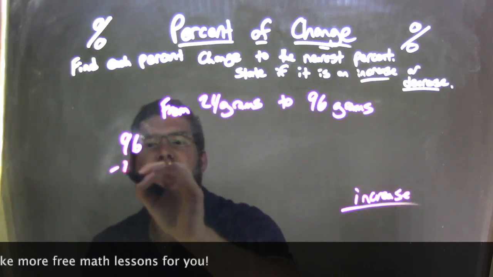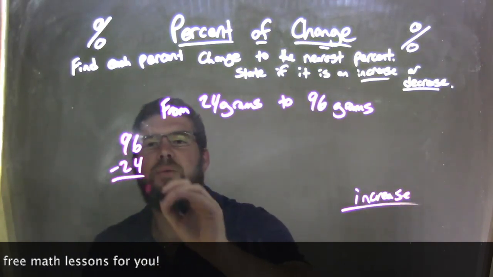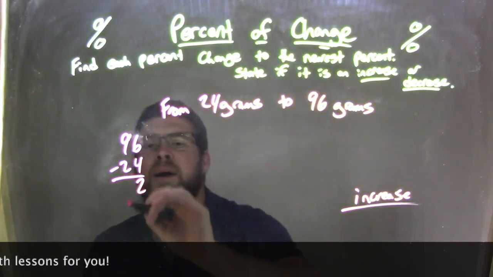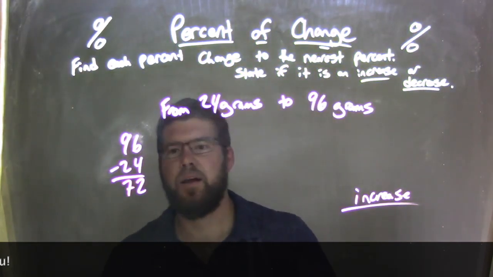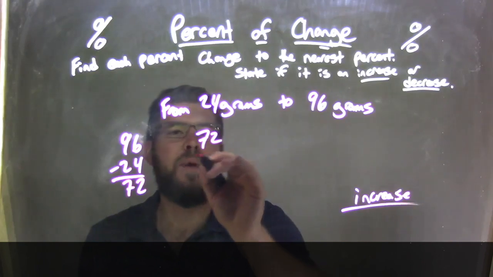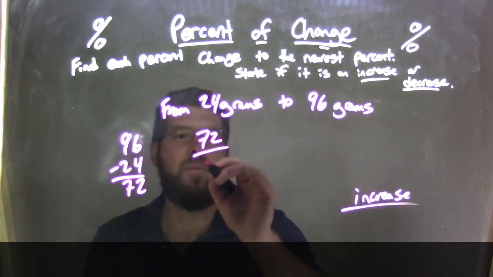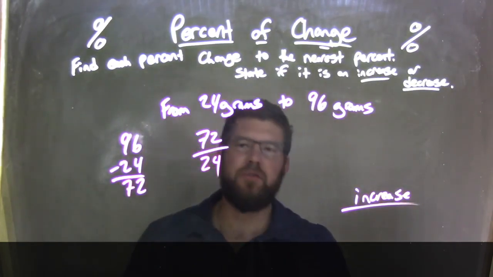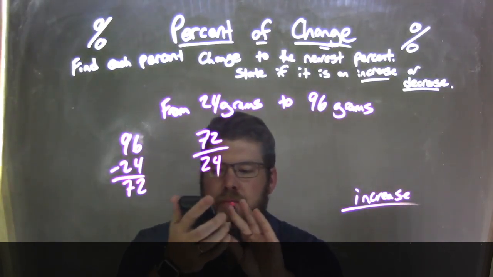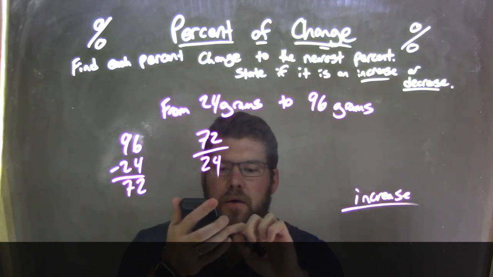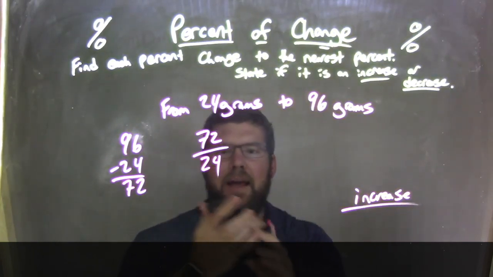96 minus 24. We have to subtract these two here. 6 minus 4 is a 2. 9 minus 2 is a 7. A 72 gram increase. That's a lot of grams. We take that 72 and we divide it by our first number, 24. We'll use our handy calculator here. We take 72 divided by 24.